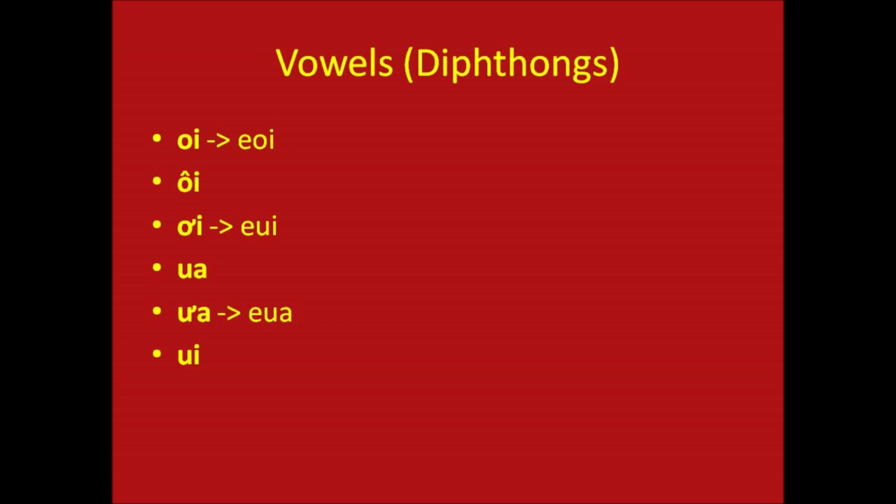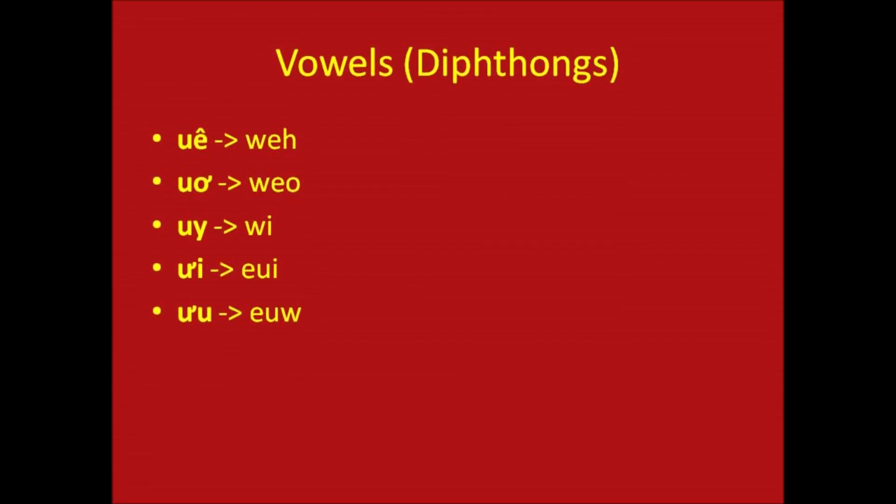Let's review the vowels again. oi, ơi, ô, ui. Quê, quơ, quy, iu. All these have no tone changes. Let's review the vowels again. Quê, quơ, quy, iu.